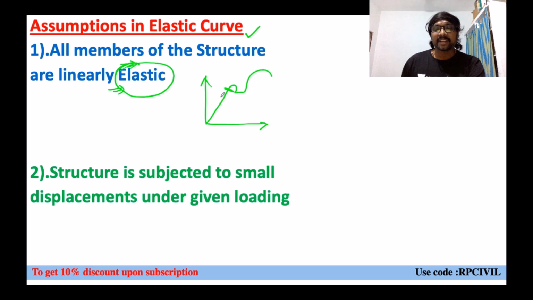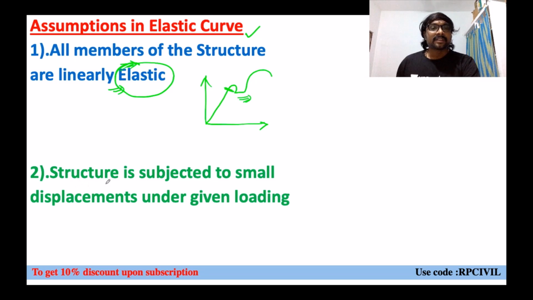Members under elastic nature only will be drawn, right? For plastic we are not drawing, right? This permanent deformation condition we don't consider. The elastic curve we are not drawing for plastic deformations, only for elastic. Elastic means what? Recoverable deformations, like that.